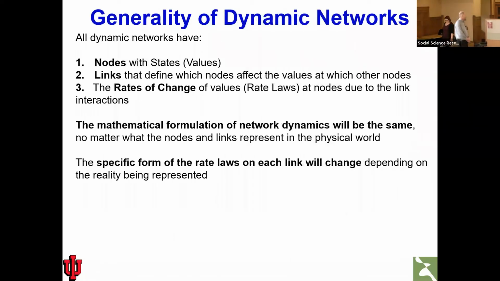But in general, when we're talking about a dynamic network, we're always going to have the concept of nodes, and these nodes typically have states associated with them. For a biochemical network, those states would be either the amount or concentration of a particular chemical. The links are going to define how the values at the nodes change. And so what a link represents is a rate law, a rule about how values change.